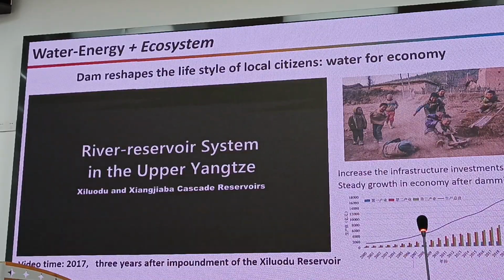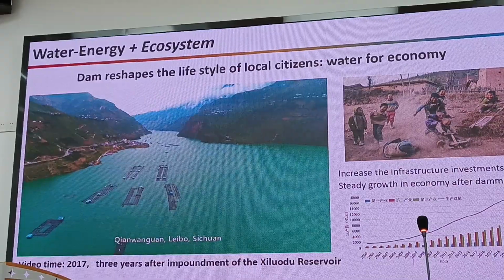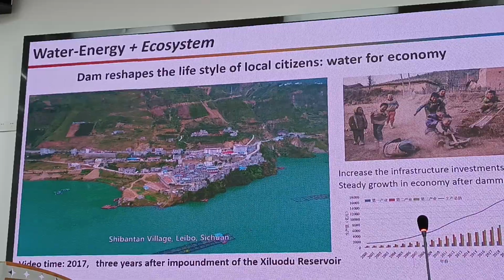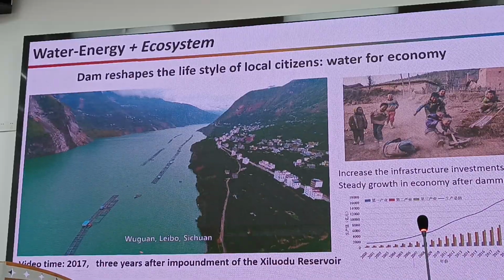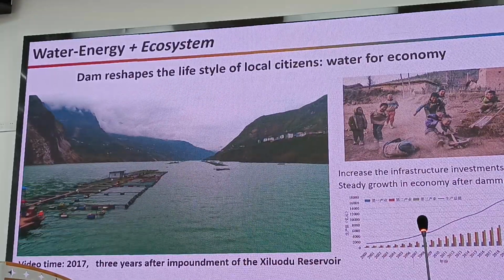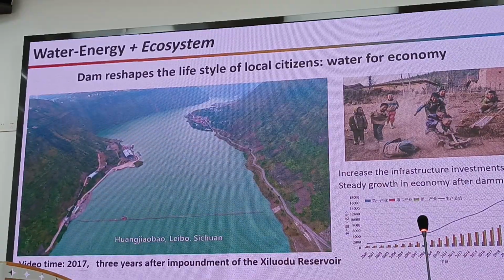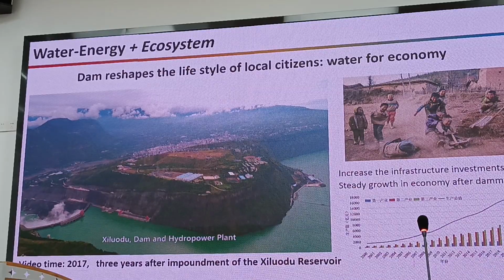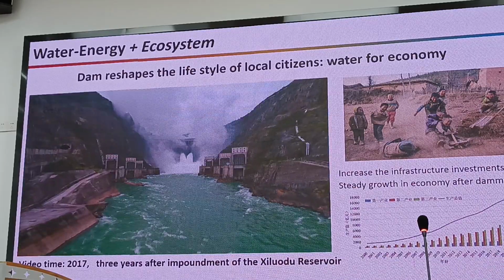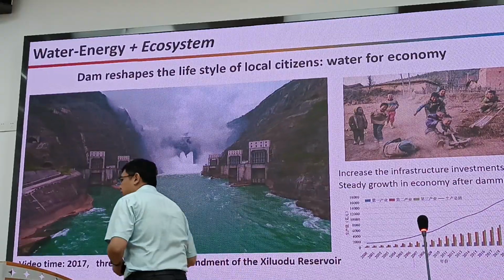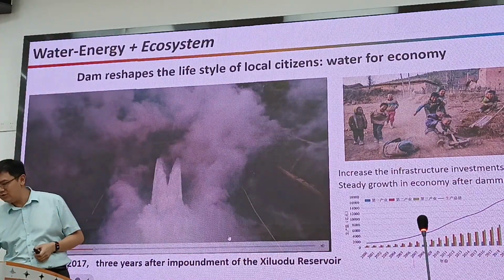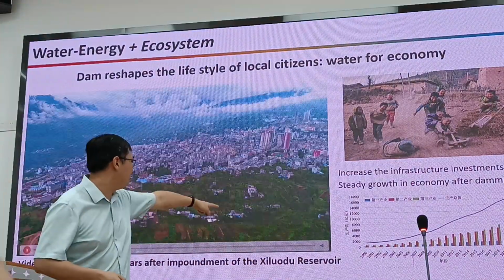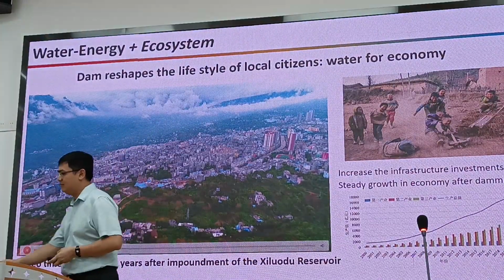Yeah, this is another video. And also, dams reshape the lifestyle of the local citizens and water for economy. This video is from 2017, 3 years after the impoundment of the reservoir. You will see it's a little bit similar and different, like the Yangtze, like the Green Water Dam. I think they have some voice. Yes, voice gone. Now we need the voice. They don't need the voice. We need the voice. No, yes, you muted it.